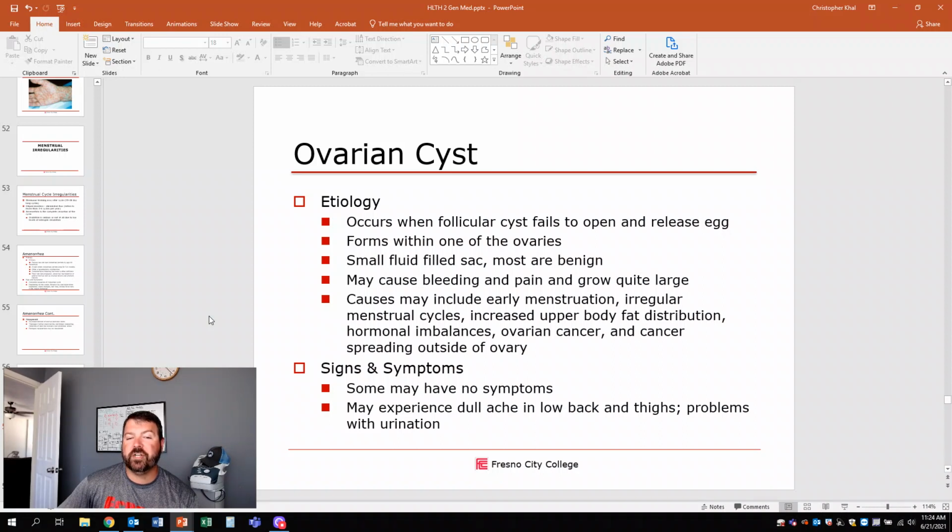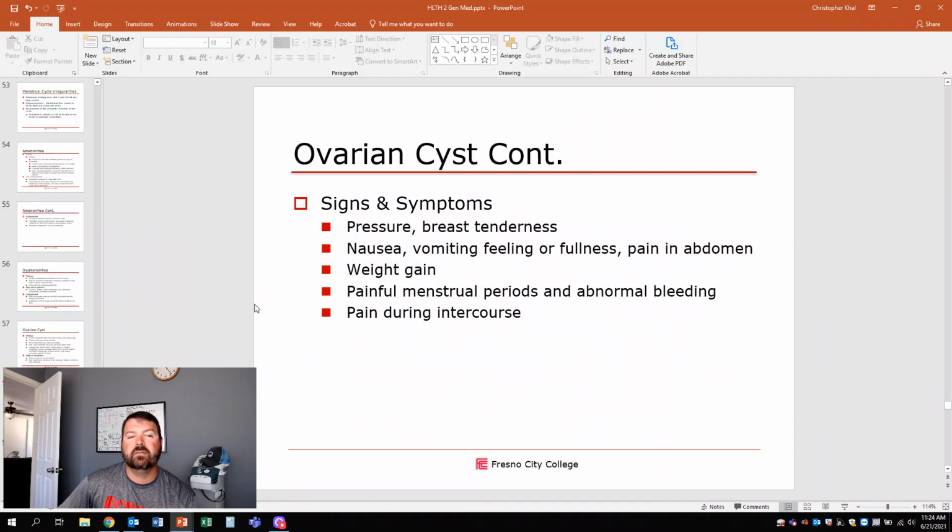Causes may include early menstruation, irregular menstrual cycles, increased upper body fat distribution, hormonal imbalances, ovarian cancer, breast cancer, spreading all over the ovary. Okay, some may have little to no symptoms. May experience dull ache, low back pain, problems with urination, pressure, breast tenderness, nausea, vomiting, feeling of fullness, pain in the abdomen, weight gain, painful menstrual periods, pain during intercourse.